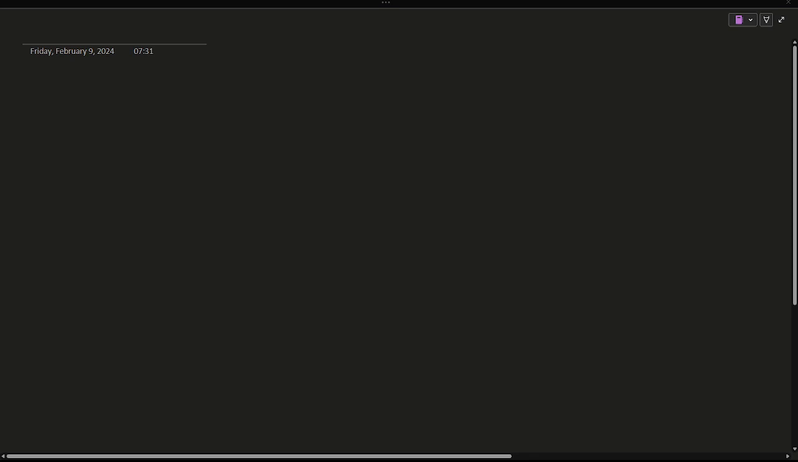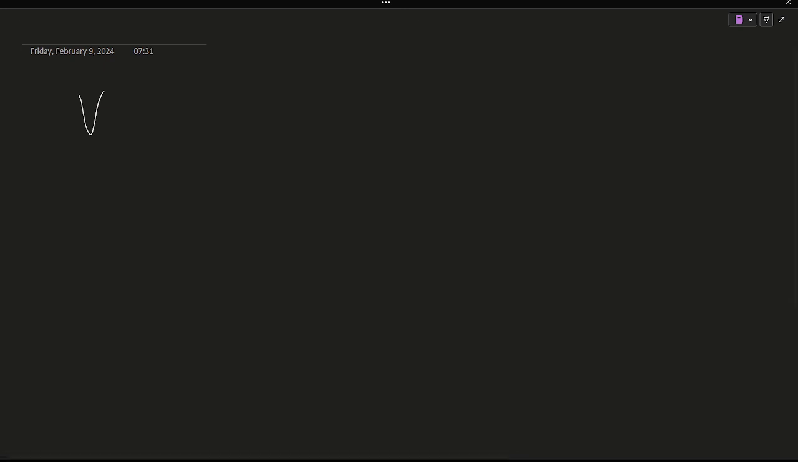Alright, let's take a look at resistance and resistivity. So to start off, let's do a little bit of review. What is voltage? Voltage is electric potential. So it's kind of like gravitational potential energy, right?